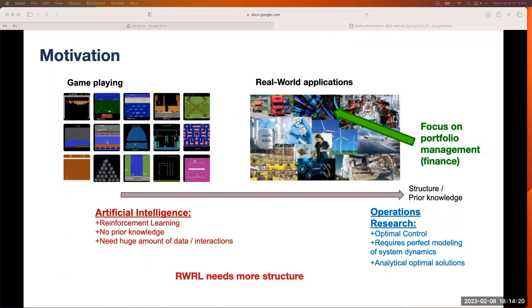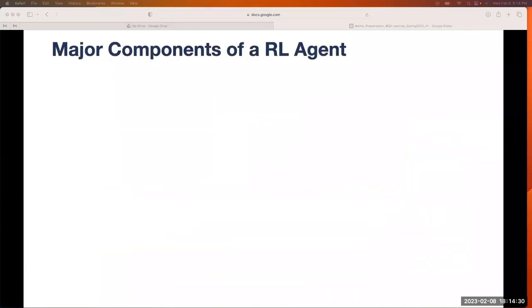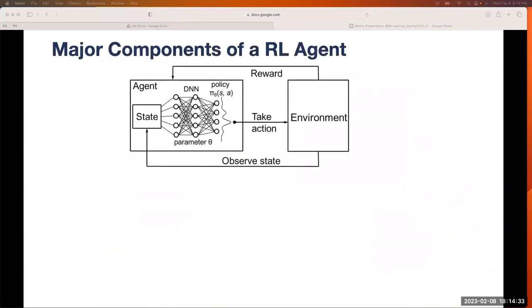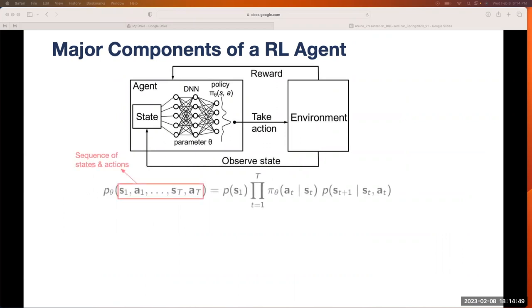So one of our most important findings is that real-world reinforcement learning benefits from having more structure. But let's first define what is reinforcement learning. So RL consists of two components, an agent and an environment. The agent learns by taking actions in the environment and receiving rewards as feedback. Through this interaction, we collect a sequence of states and actions.